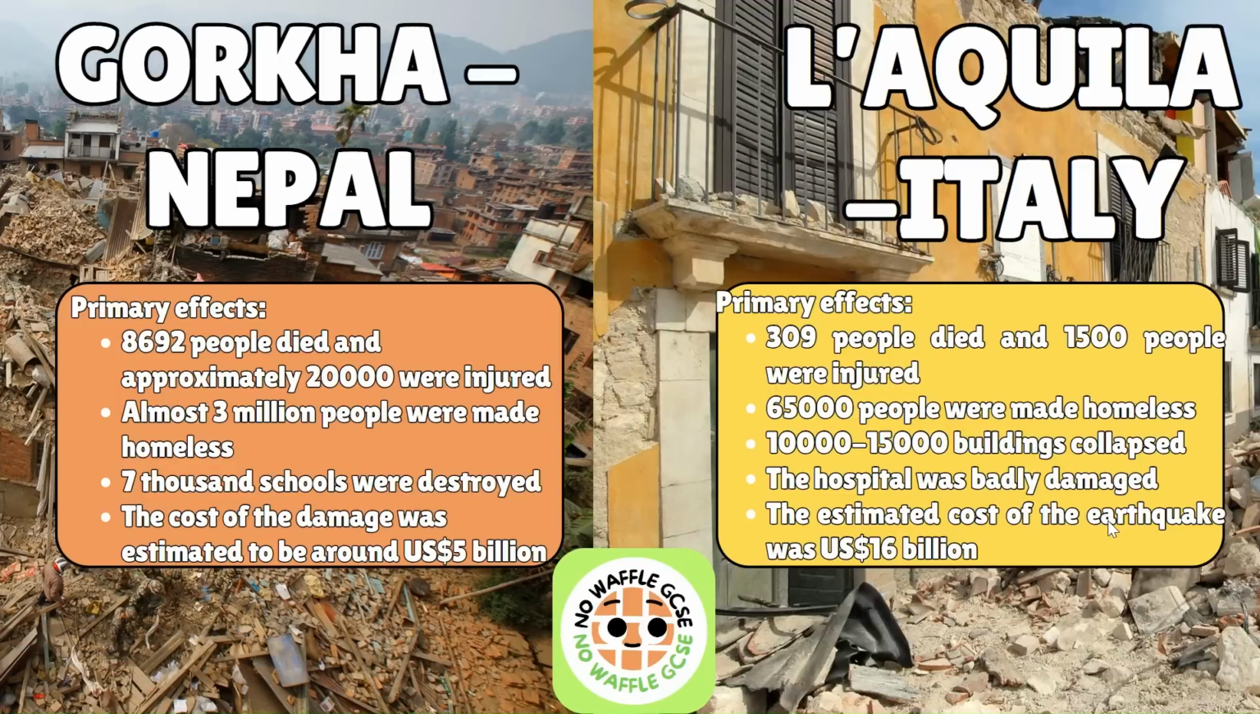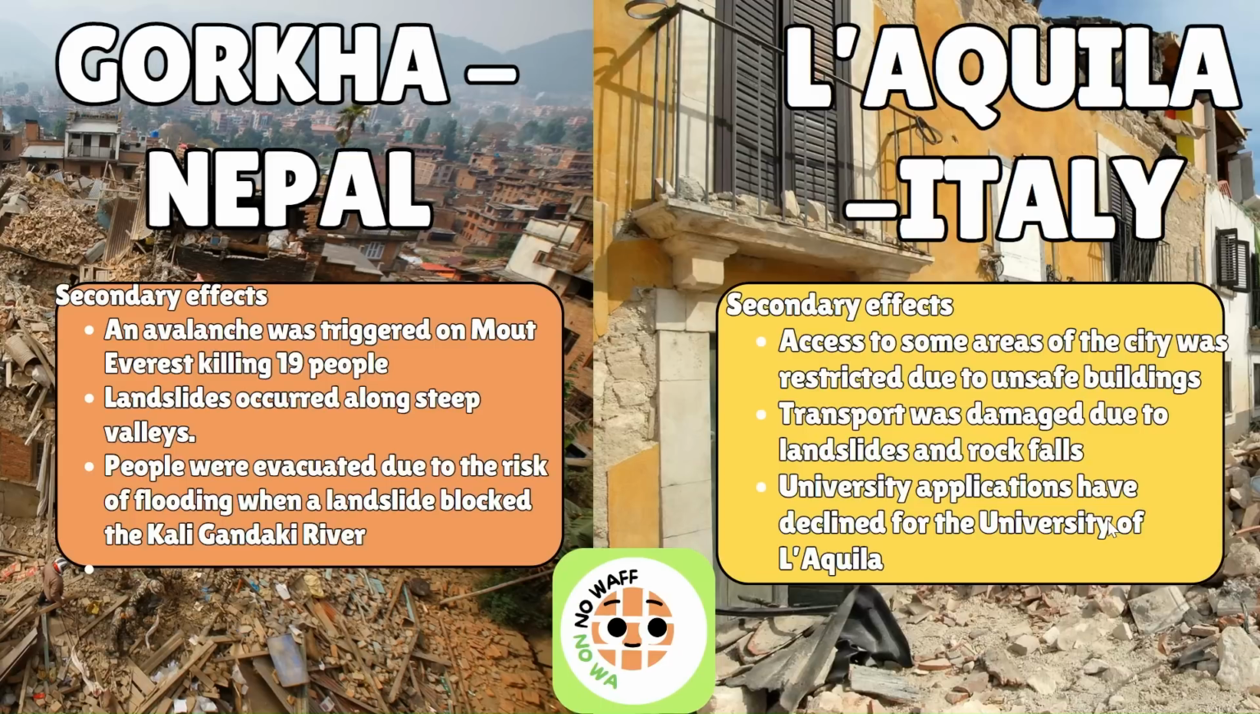In Nepal, 7,000 schools were destroyed and the cost of damage rounded up to be 5 billion, whereas in Italy, it mainly was hospitals and general buildings that didn't comply to building codes that were damaged, and the estimated cost of the earthquake was 16 billion. This often confuses people, but it's important to note that the cost of damage would be higher in the higher income country because all of their facilities and buildings that would have been destroyed are of a higher value than in Nepal. Now let's look at secondary effects.